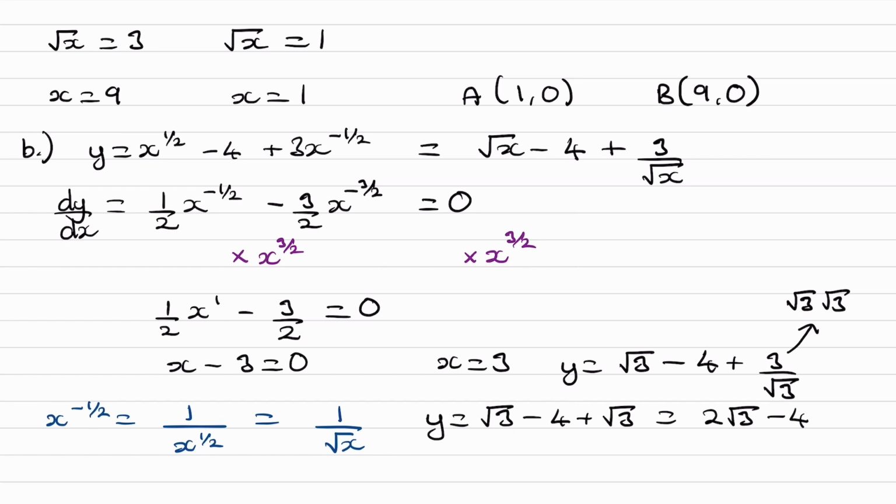So our answer is then, the coordinate of C, that is, the x-coordinate would be 3, the y-coordinate would be 2 root 3 minus 4.